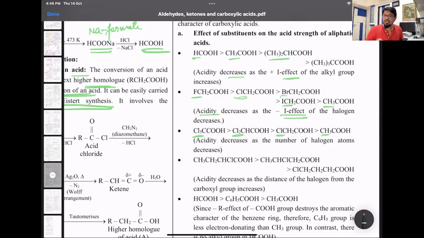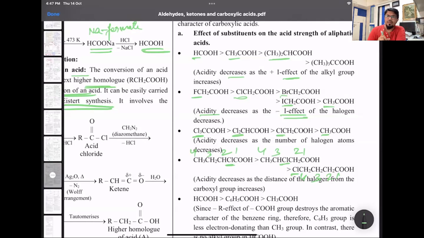And next, it's also important where the halogen is. In this case, the carbons are numbered 1, 2, 3, 4. The first one was 2-chlorobutanoic acid, then 3-chlorobutanoic acid, and then 4-chlorobutanoic acid. If the halogen is attached next to the COOH group, the minus I effect is more, and that acid will be stronger. Because as the distance increases, we know about the inductive effect, it proceeds in a chain, and beyond 3 or 4 carbon atoms, the effect becomes negligible. That's why the acid strength will also decrease.